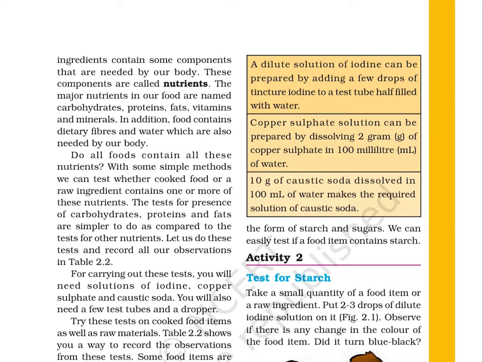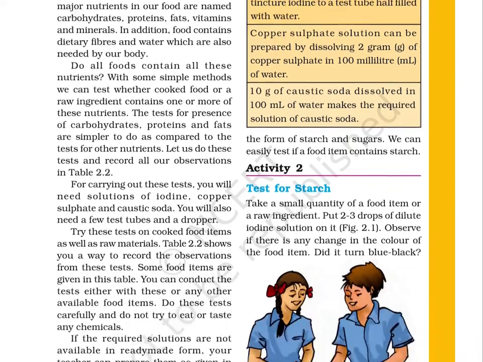A dilute solution of iodine can be prepared by adding a few drops of tincture iodine to a test tube half filled with water. Copper sulfate solution can be prepared by dissolving 2 grams of copper sulfate in 100 milliliter of water. 10 grams of caustic soda dissolved in 100 ml of water makes the required solution of caustic soda.